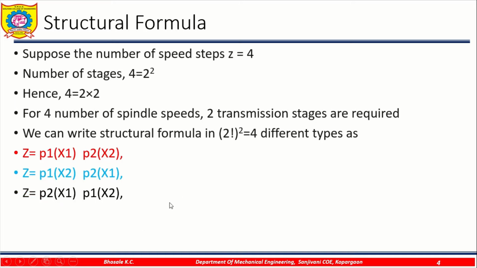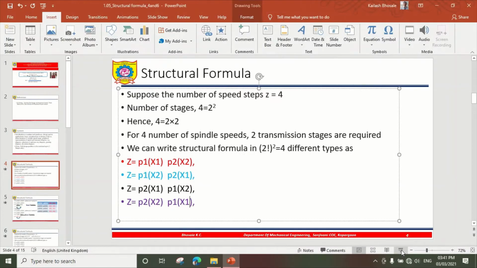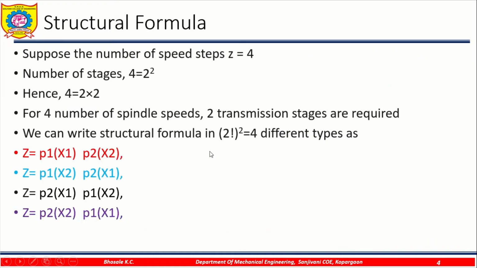Next, for the third case, we'll replace the positions of P2 and P1 and keep X1 and X2 in the bracket. This is the third formula. For the fourth one, it is P2 into X2 and P1 into X1, so we have just replaced the positions of X2 and X1. In this way we can write the 4 different combinations of the structural formula.